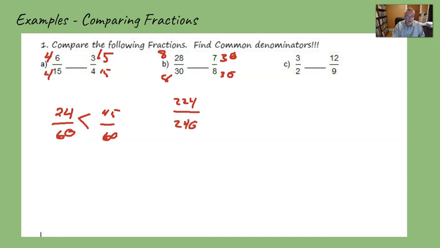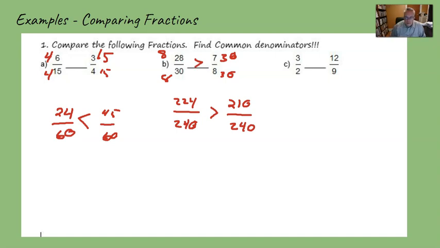We get some big numbers doing it this way sometimes. 7 times 30 is 210. And 8 times 30 is 240 again. But now, no matter how big the numbers are, they have the same denominator. We can see that 224 is greater than 210. All right, so the first fraction is greater than the second fraction.